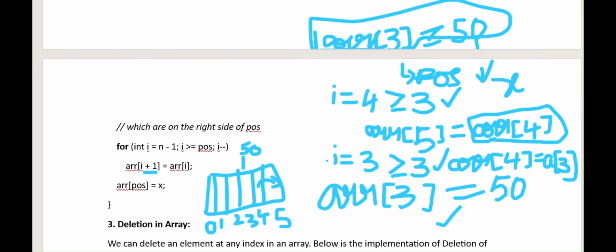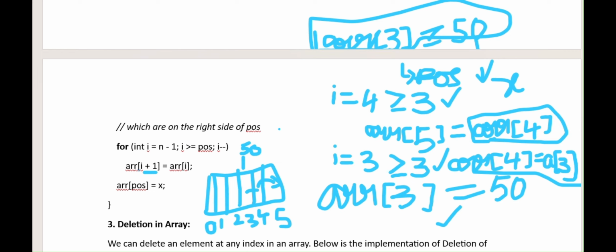Now i will decrement and become 3. Is 3 greater than or equal to 3? Yes, so it will go inside the loop. Array of i plus 1, that is array of 4, equals array of 3. At the fourth place, the value present at index 3 will be stored. Like this, it will right shift.